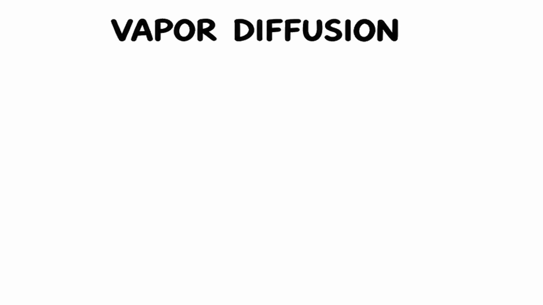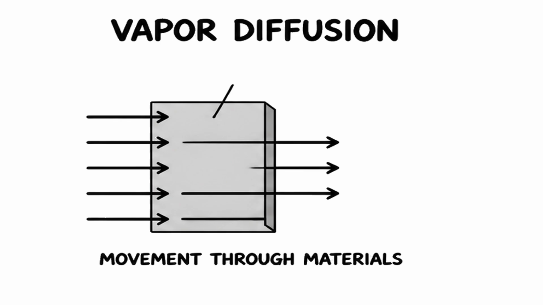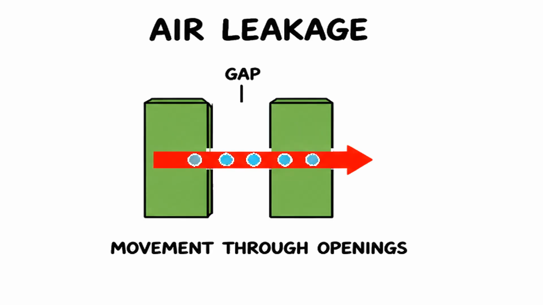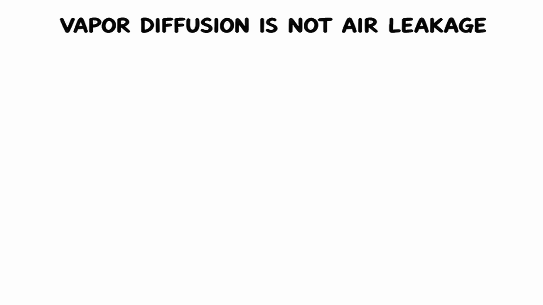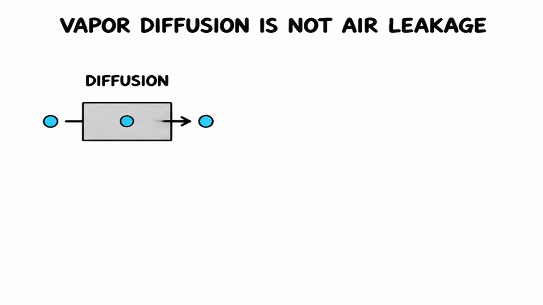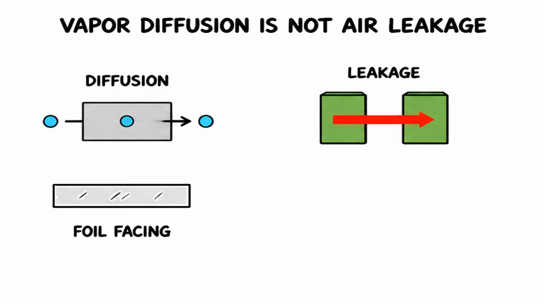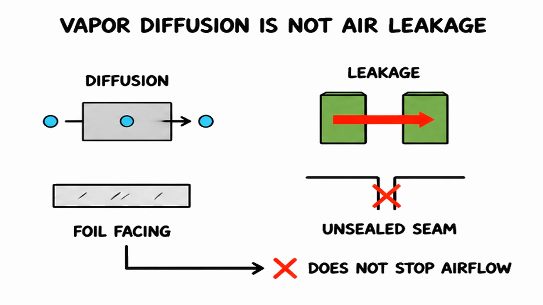There's a key distinction to see. Vapor diffusion is movement through materials. Watch the cyan particles pass gradually through an intact layer. Air leakage is different. It is movement through openings, joints, and transitions, and it can carry moisture with it. So remember this clearly. Vapor diffusion is not the same as air leakage. A vapor-resistant facing does not automatically stop airflow through an unsealed seam.